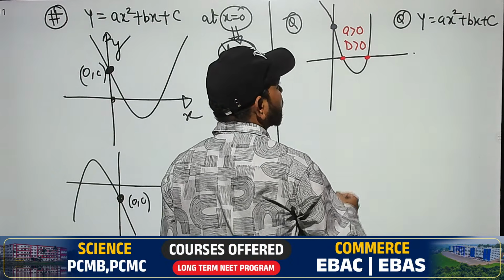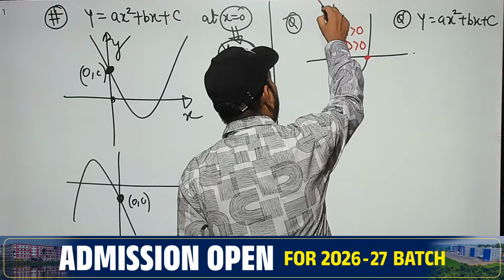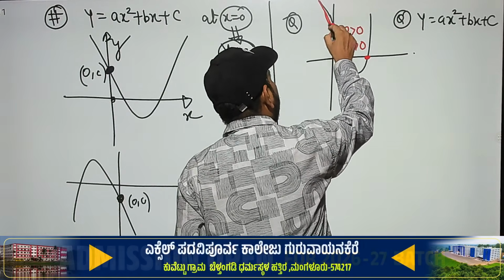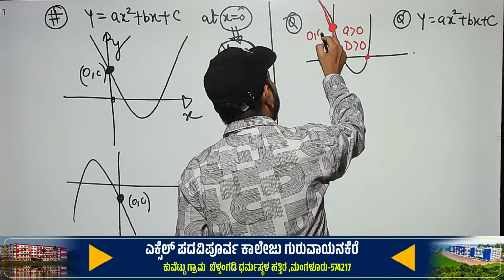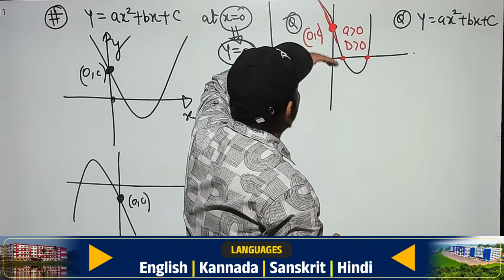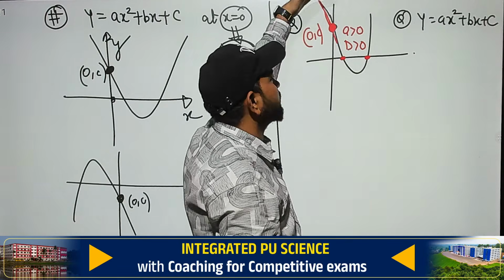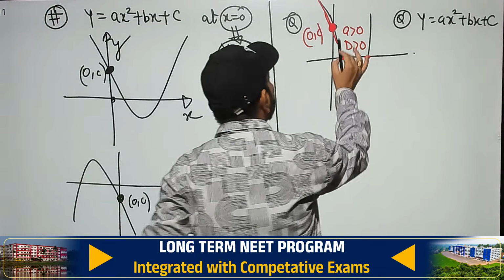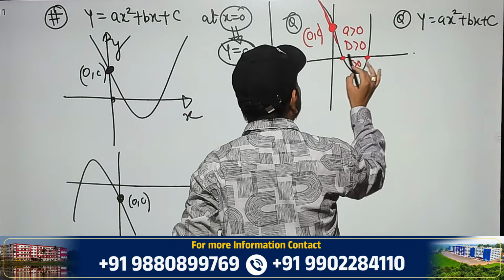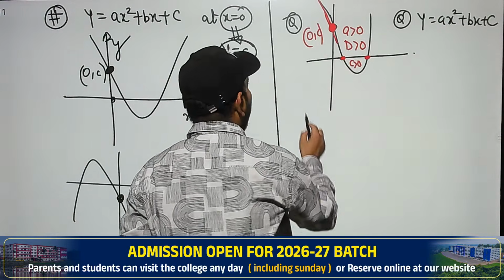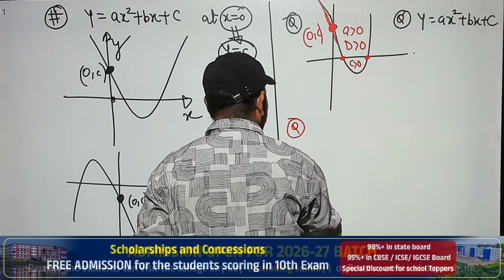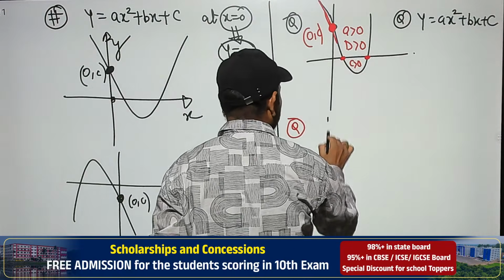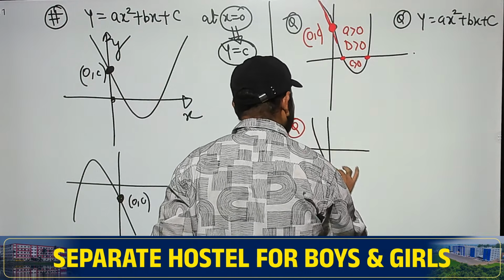And the other case, sir? This is cutting here. It means this point is (0, c), and c is upward on this axis, the positive side. It means the sign of c is also positive. So a and c are positive. Now let's suppose I give this question.